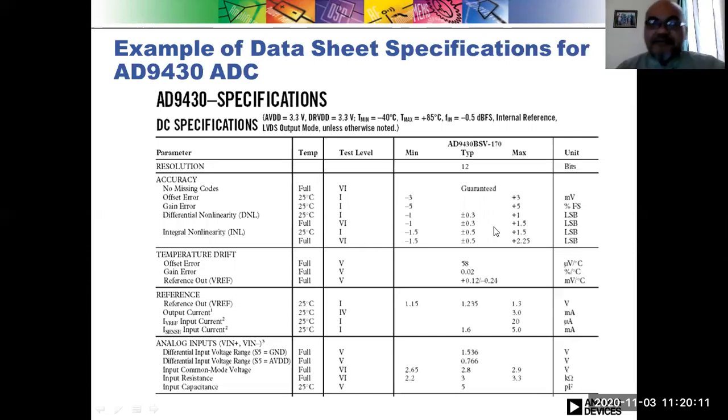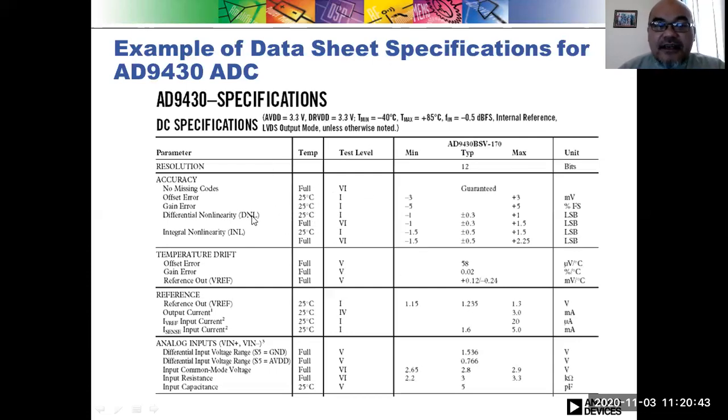Anyone? 8,000 something, if I'm not mistaken. 8,000 levels something. 10 bits is 1,024, right? 12 bits is about 4,096. So 12 bits is 4,096 levels.